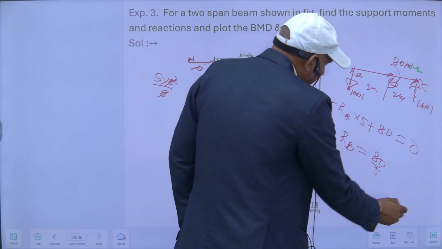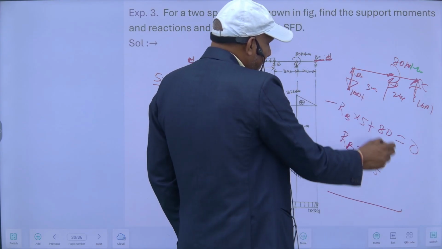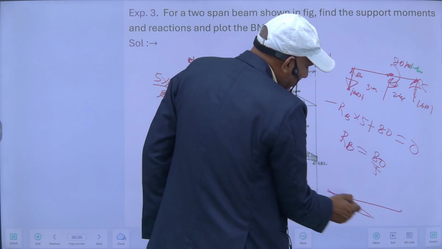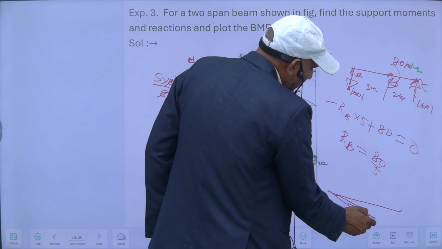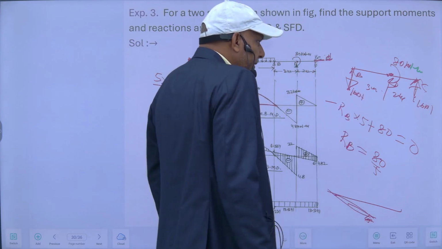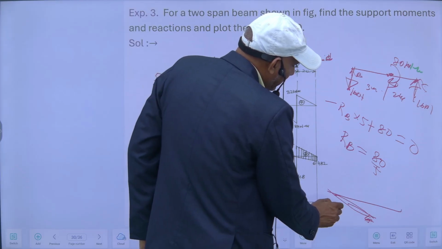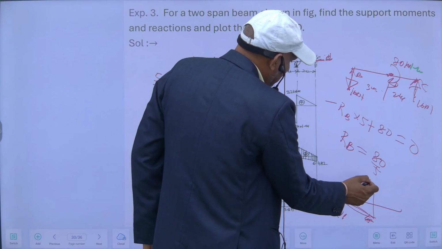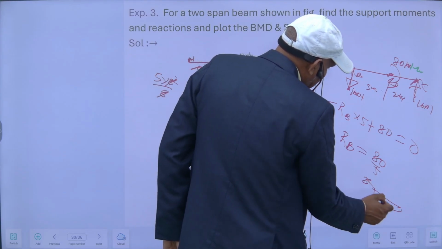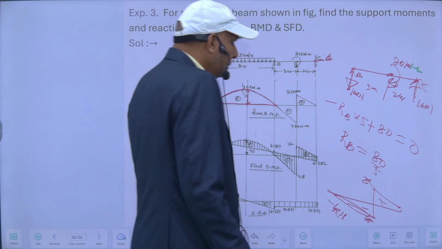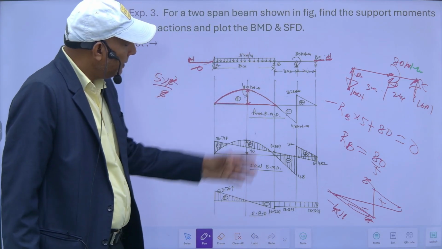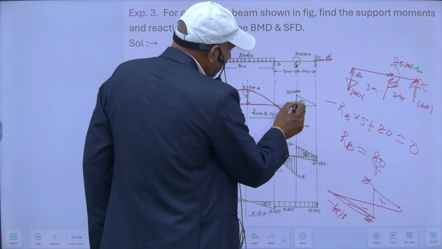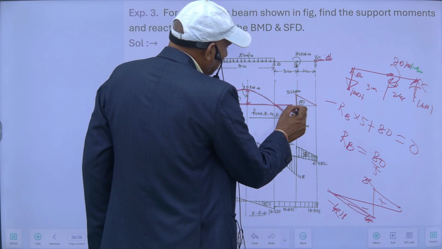So its bending moment will be like this. This is hogging. It will be 16 into 3, 48. I will get minus 48, and minus 48 plus 80, I will get 32. And this is sagging, this is hogging. So this is the free BMD for this portion.